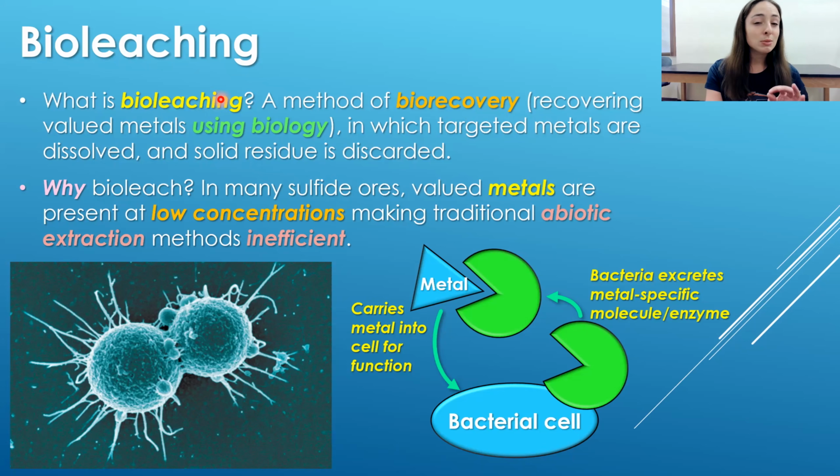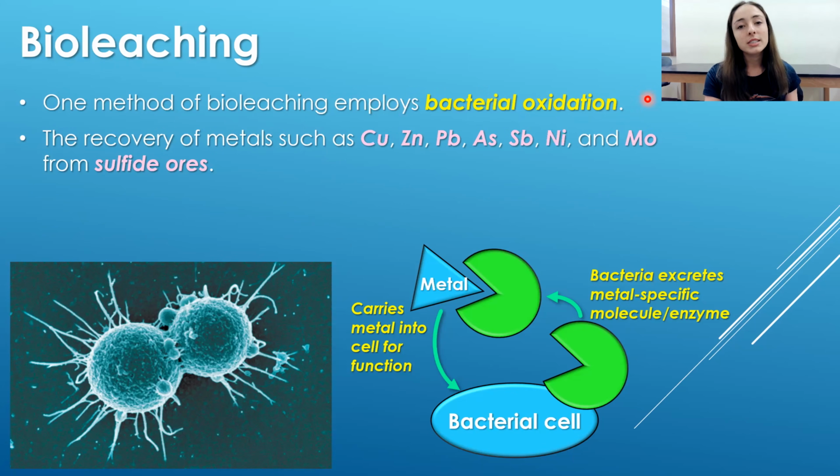However, in bioleaching specifically, metals are dissolved and the solution is collected and then reprecipitated at a plant, and the solid residue is discarded. So that's how bioleaching works. And why is it an economically viable option for mining and remediation purposes? Well, many sulfide ores contain very valuable metals, which we'll talk about on the next slide. Because sometimes they're present at pretty low concentrations, traditional abiotic extraction mechanisms are really inefficient and just not financially smart. So because of this, we employ bacterial oxidation.